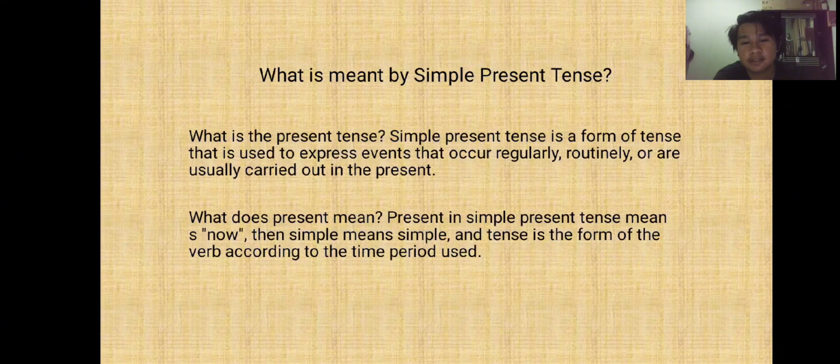Simple present tense is a form of tense that is used to express events that occur regularly, routinely, or are usually carried out in the present. What does present mean? Present in simple present tense means now. Then simple means simple, and this is the form of the verb according to the time period used.